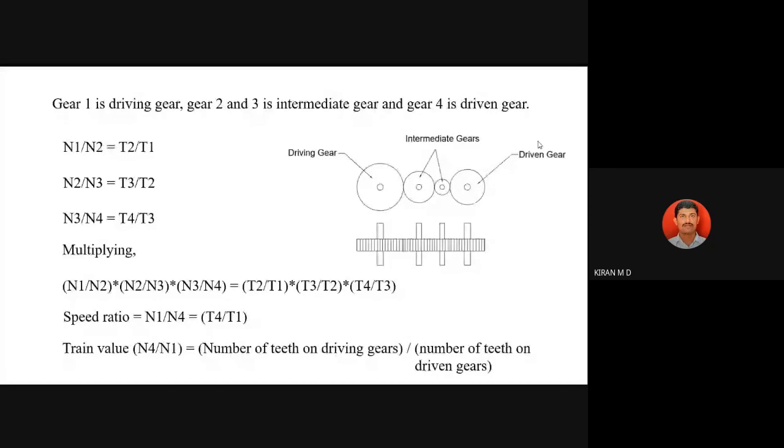This concept is very simple. We are going to study the speed ratio only, because we are not bothered about the forces. We are only concentrating on the speed. Here the speed depends directly on the diameter of the gear, means the number of teeth. We just calculate what the speed is and what the number of teeth is.